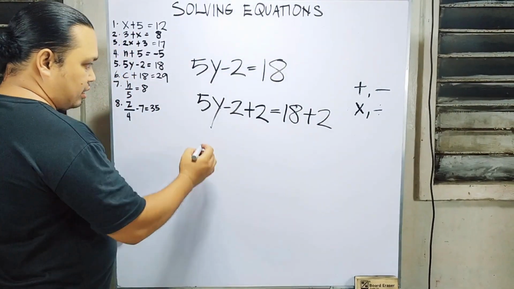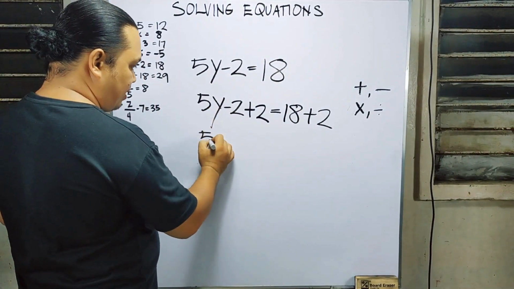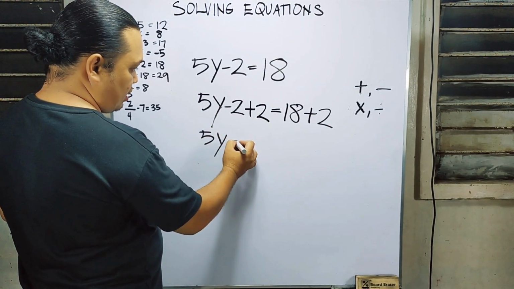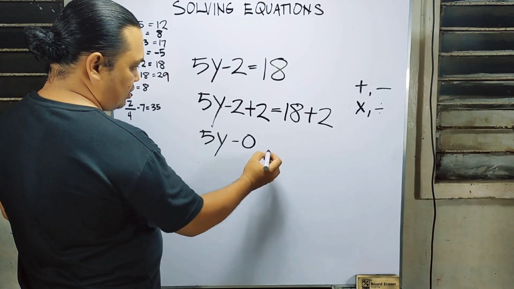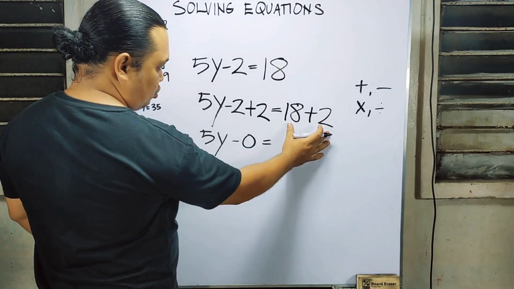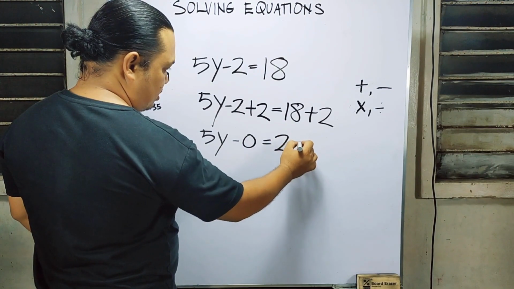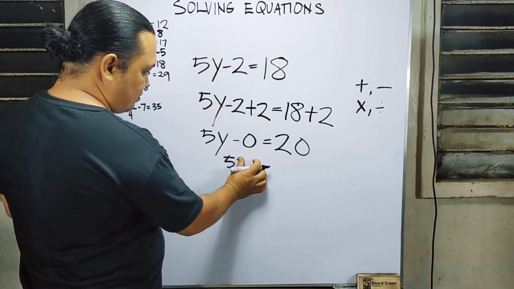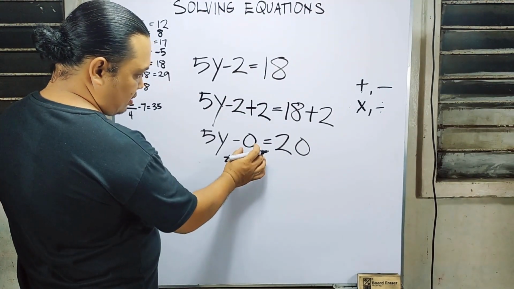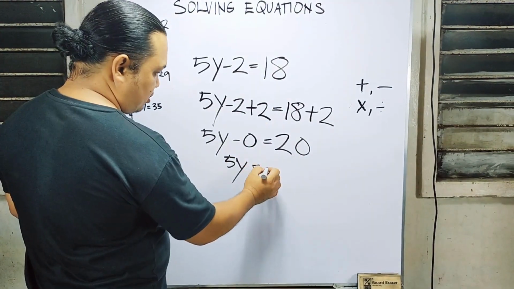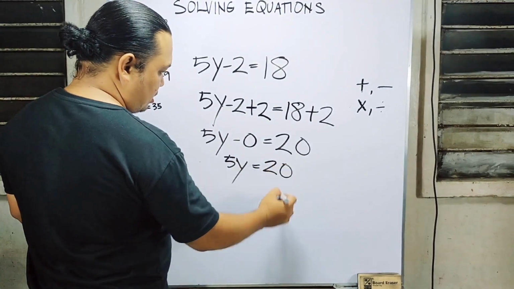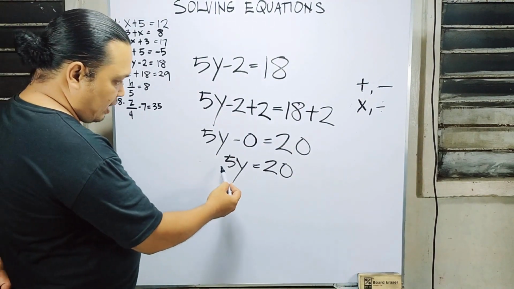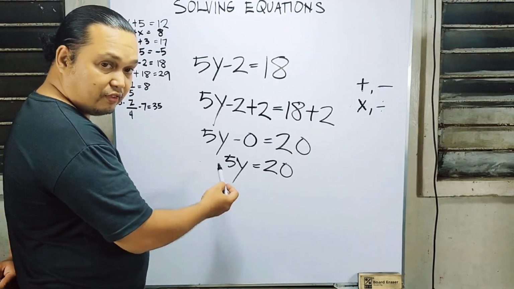Now, to copy this, let's simplify further. 5y, negative 2 plus 2, that's 0. Okay, minus 0 is equal to, now 18 plus 2, that's 20. Okay, so we have now copied 5y, get rid of 0 here, is equal to 20. Now we still have a number here, so 5 times y, okay, so 5y means 5 times y.